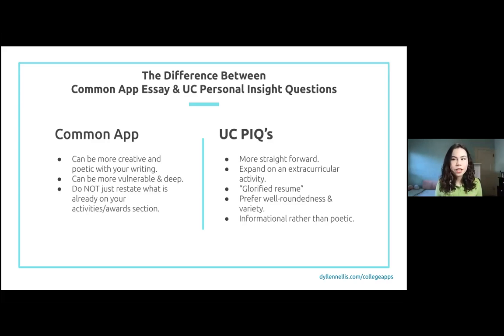But UC PIQs are a little bit different. They're way more straightforward. You can expand on an extracurricular activity. In fact, a lot of people actually do that. Like each of their 4 UC PIQs are a different extracurricular activity. It's almost like a glorified resume. And they actually prefer well-roundedness and variety. So don't make each essay about the same thing. It's nice to show variety, and it's a lot more informational rather than poetic and creative. Except, of course, it all depends on how you write it, and it still needs to be well written.